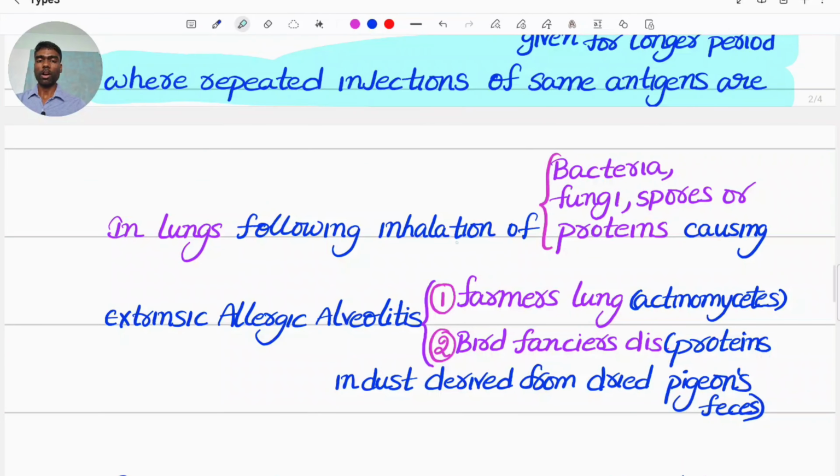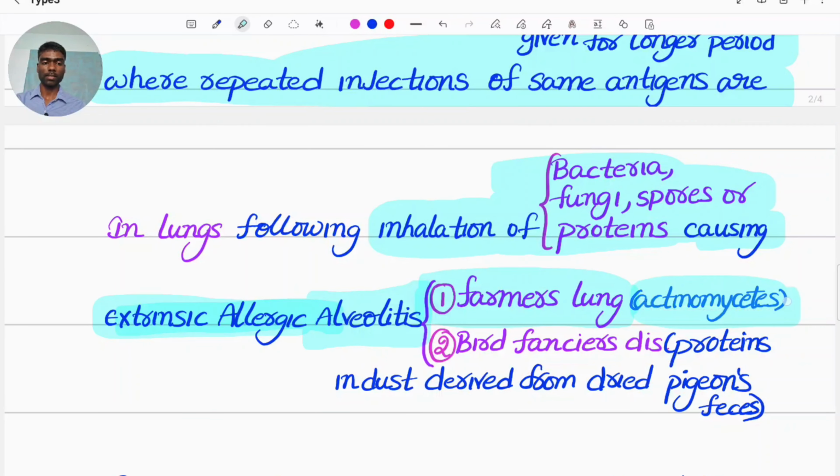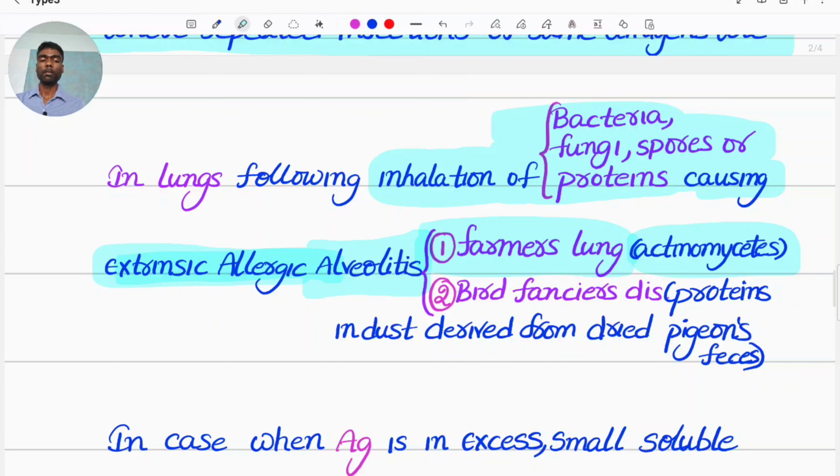In lungs, following inhalation of exogenous antigens, bacteria, fungi, spores or proteins, causing extrinsic allergic alveolitis, because the antigen is coming from an exogenous source. Example, farmer's lung, here it is due to inhalation of fungi, actinomycetes. Then bird fancier's disease, here inhalation of serum proteins in dust, derived from dried pigeon feces.